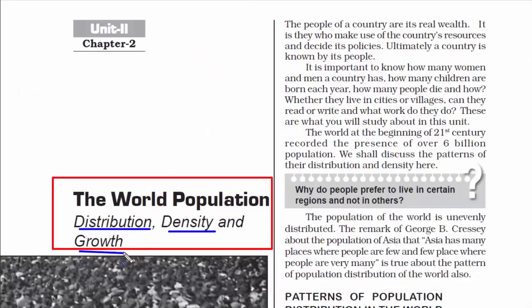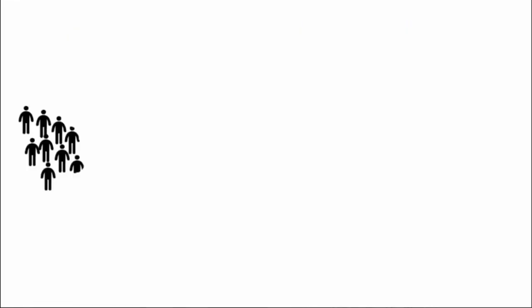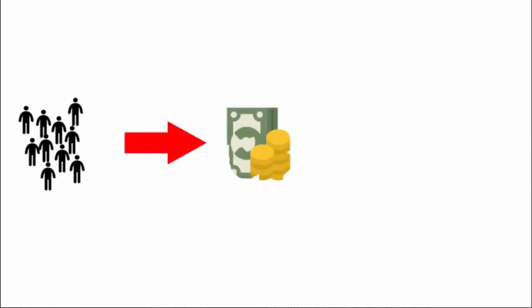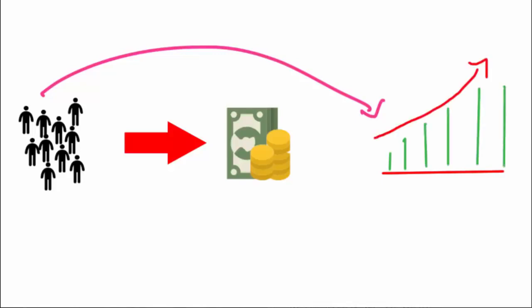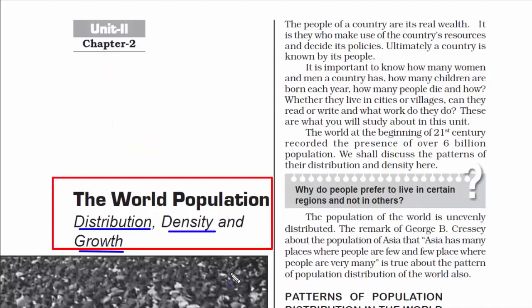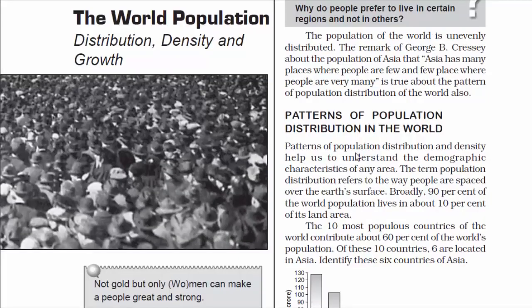And the third term is growth. Since population is related to economic development, therefore keeping a track of its growth is very important in tackling social, political and economic issues. So this chapter is all about all the things that we just heard. So the first topic of this chapter is patterns of population distribution in the world.